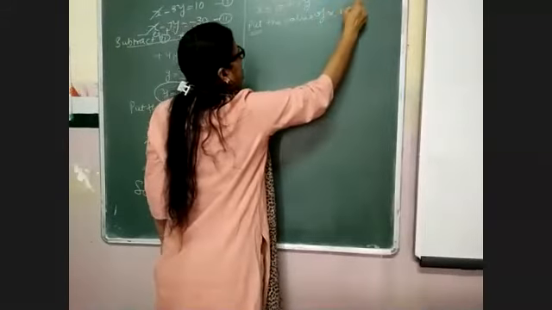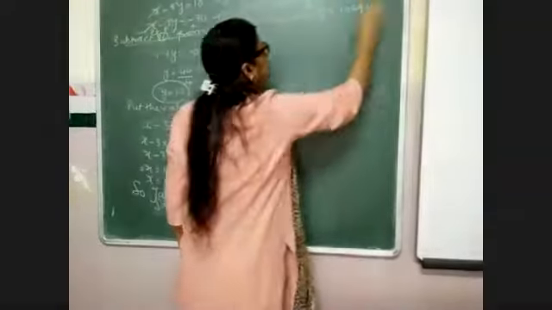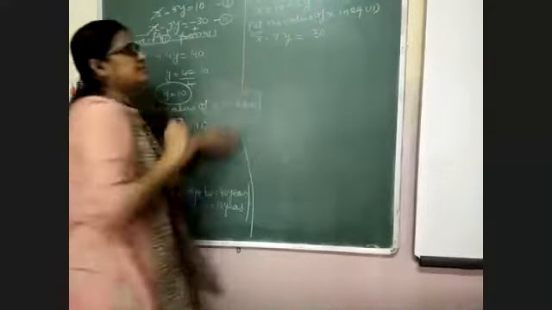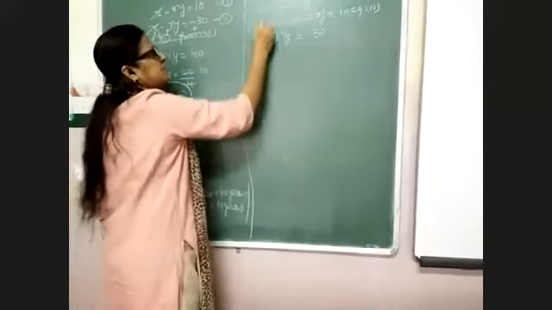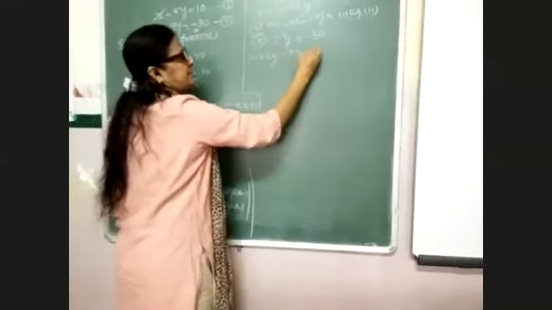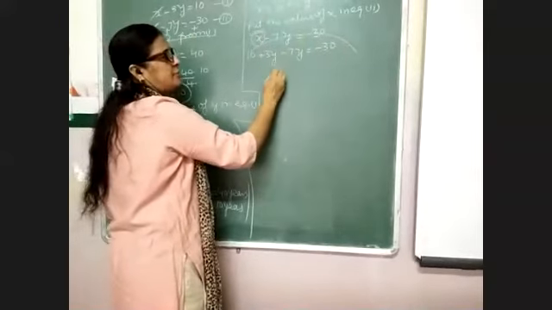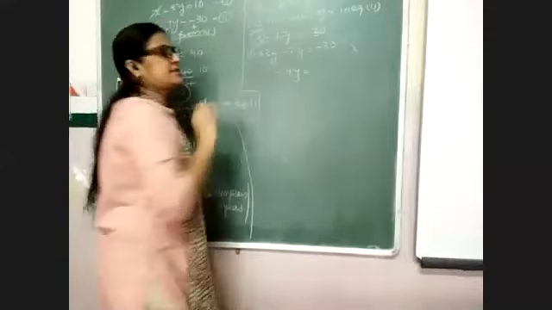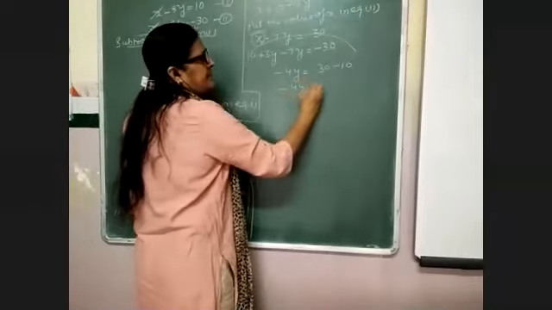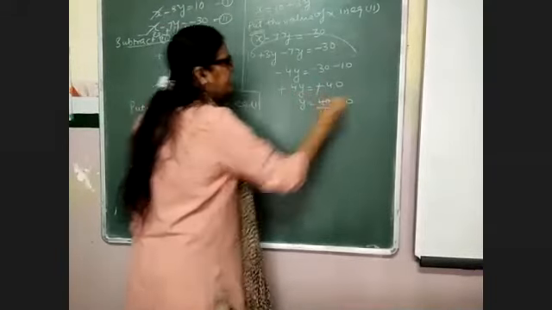Put the value of x in equation 2. Take out the value from one equation and substitute in the second equation. Your equation 2 is x minus 7y equals minus 30. This is your second equation. So in place of x, put the value: 10 plus 3y minus 7y equals minus 30. Take 10 to the right hand side and subtract 3y from 7y: minus 7y plus 3y is equal to minus 4y, and minus 30 minus 10 is minus 40. So the value of y is 10. Here it is also 10.